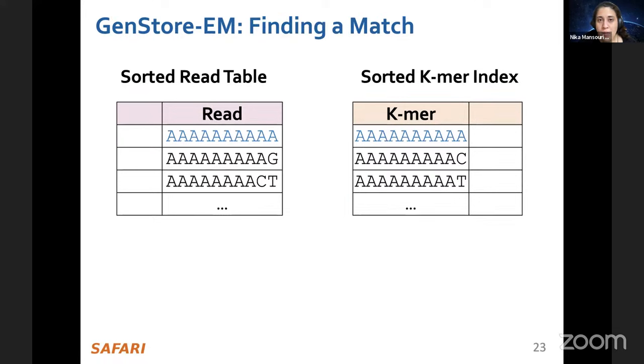We find the potential matching locations, and we find the matches between these two data sets so that we can find the exact matching locations of the reads in the reference, if they actually match, by a simple comparison between these things. So we stream through these data sets in three ways.